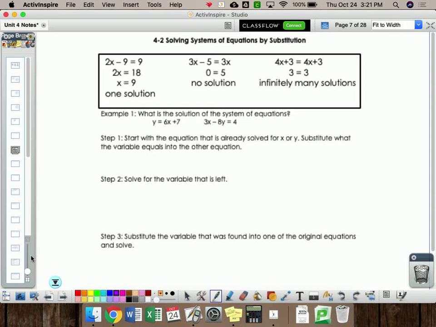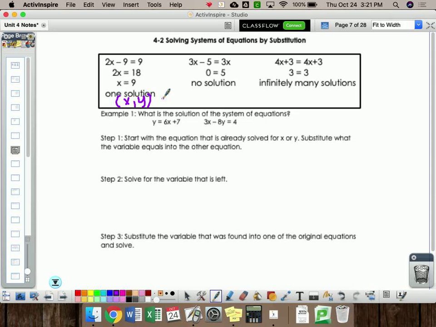So what that would look like with substitution is if you solve and you get an actual answer. You get what x equals and you get what y equals. That is when you have one solution. You will have an ordered pair, x comma y, as your answer.